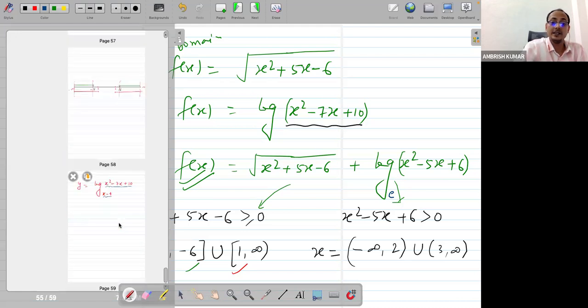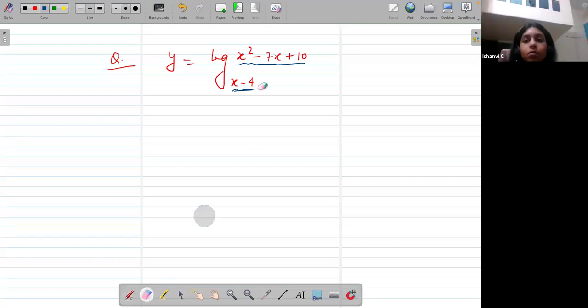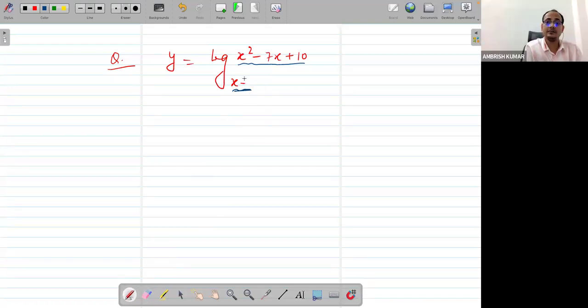But when base is given, then you cannot assume this as anything else. So here base is given to you as x minus 4, and the argument there also has x. So the complete argument we write greater than 0. Base also we write greater than 0, and also we write one more thing: base should not be equal to 1. Are you getting this? And just replace this with 3. Solve this question.